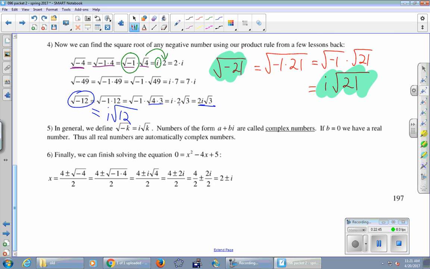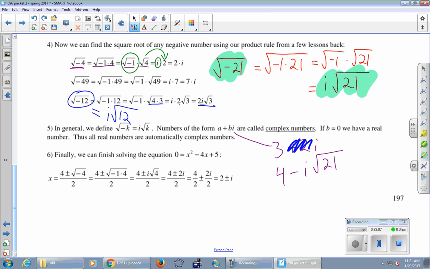Okay, if you have a number of the form a plus bi, that's called a complex number. So for example, 3 plus 2i, or 4 minus i square root of 21. These are complex numbers. Complex because they're just a little bit more complex than the real numbers that we've seen, right? Like we recognize the real numbers are part of these things, but these are just more complex. Okay, I think we are good.